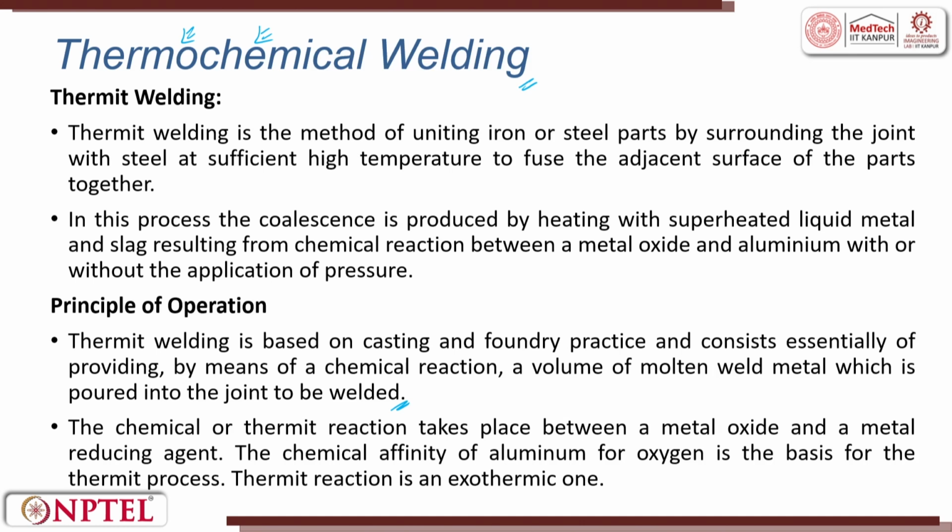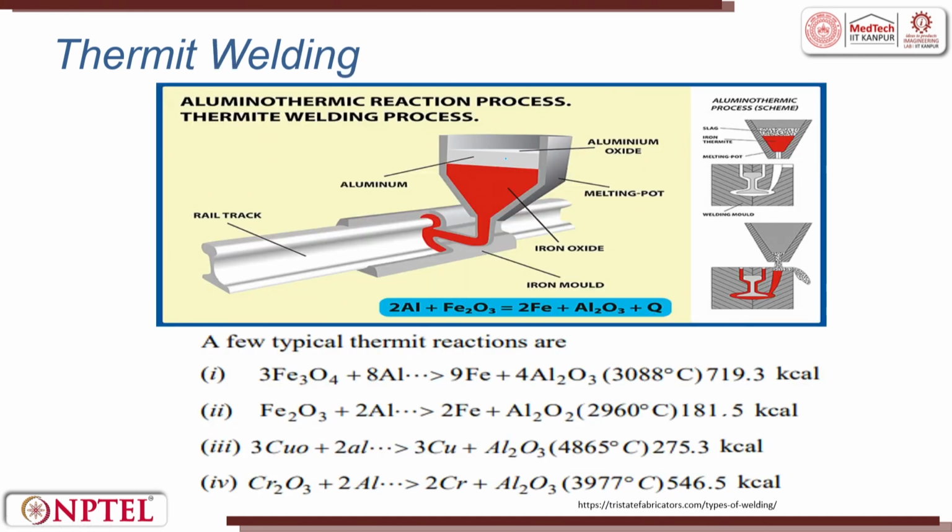So, you take a container outside, do the chemical heat, trying to create a reaction, liquid is formed, and you pour like casting. The chemical or thermit reaction takes place between a metal oxide and a metal reducing reagent. The chemical affinity of aluminum for oxygen is the basis for the thermit process. Thermit reaction is exothermic in nature. So, what we do is we have a hopper which we fill with aluminum and aluminum oxide. Here there is a reaction which is happening.